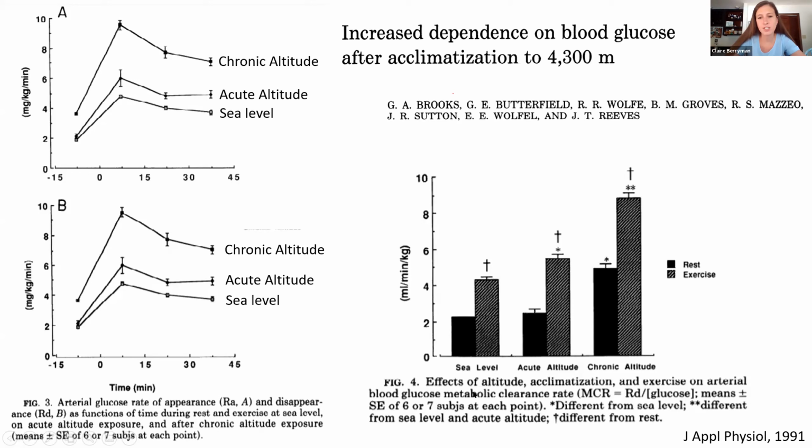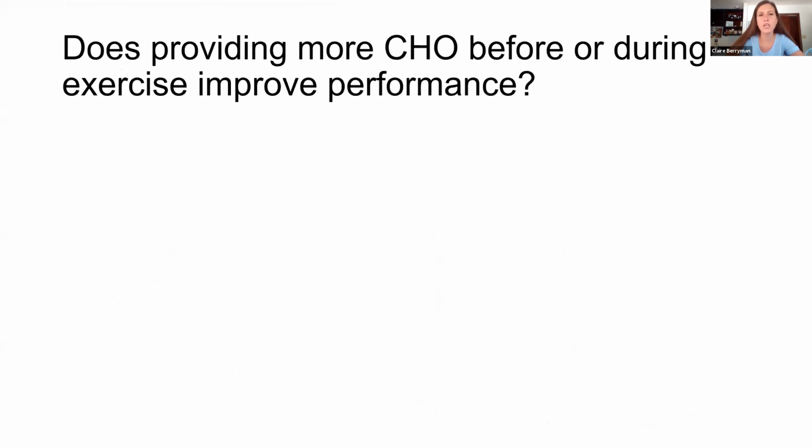And then during exercise, we see this dose response stair-step effect where the metabolic clearance rate is higher at acute high altitude and even higher at chronic high altitude compared to sea level and acute high altitude. So overall, this data suggests greater dependence on the use of blood glucose during rest and exercise at high altitude. So if we put these findings into practice, have we been able to show a performance benefit of consuming carbohydrates during exercise at high altitude?